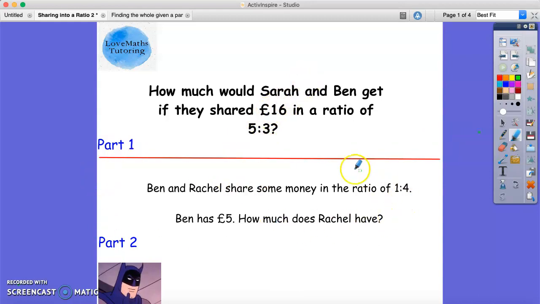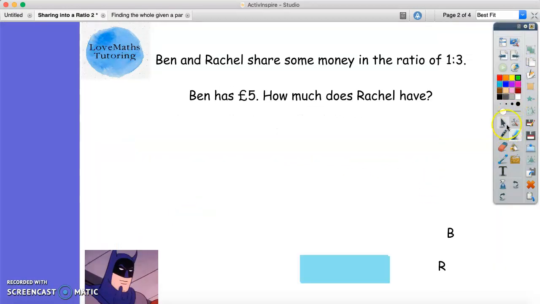Today, this is the type of question that I wanted to look at. Ben and Rachel share some money in the ratio of 1:4, and this time Ben has £5, and how much does Rachel have? So this is the key difference here, that Ben has got £5, and we're going to look at that using our bar models.